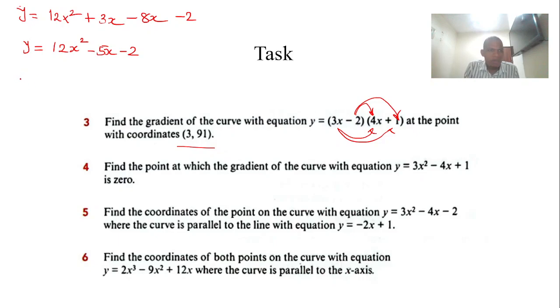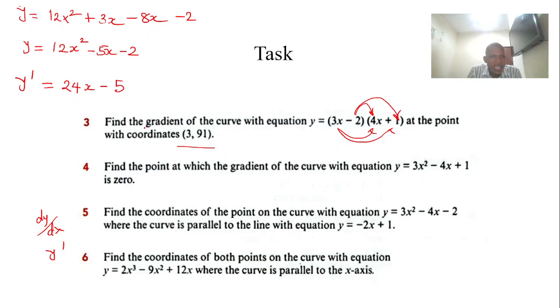Now the gradient function is basically dy over dx, or I can write y prime. Okay, this is called y prime. So y prime also means dy over dx. Please take note for your IGCSE exam. Now y prime means I'm differentiating this function once. So I have 24x, minus, applying the laws of differentiation, 24x minus 5. Very good.